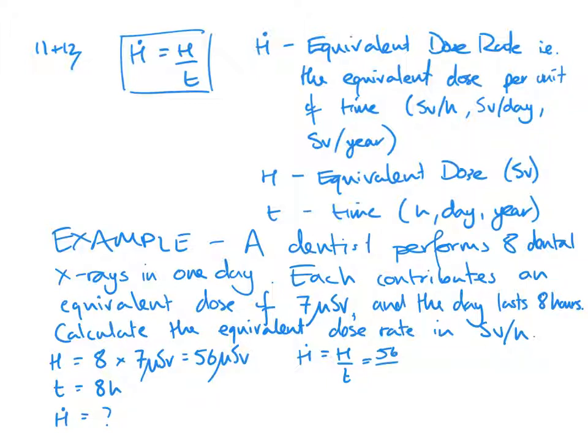I'm just keeping it in microsieverts for just now. I could convert, I will do in a wee second. The reason I have to convert is this question specifically asks for the answer in sieverts per hour. If it didn't, I could have just left it as microsieverts per hour, 7 microsieverts per hour. But micro, remember, is 10 to the minus 6, so to convert to sieverts per hour, we just put in that prefix, micro is 10 to the minus 6, and that's our answer.